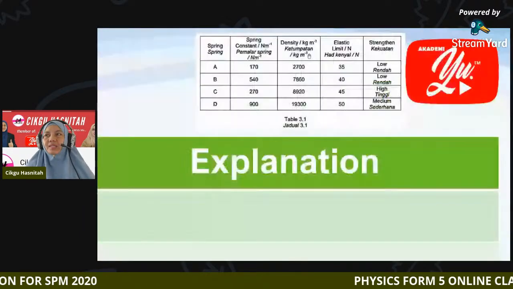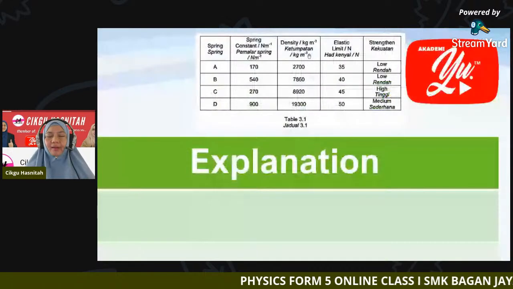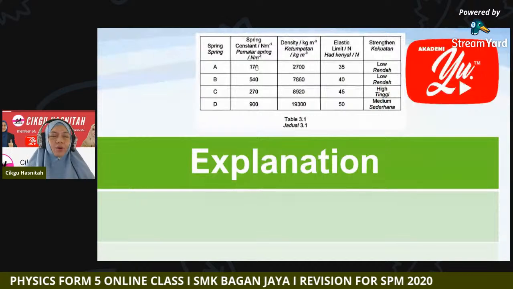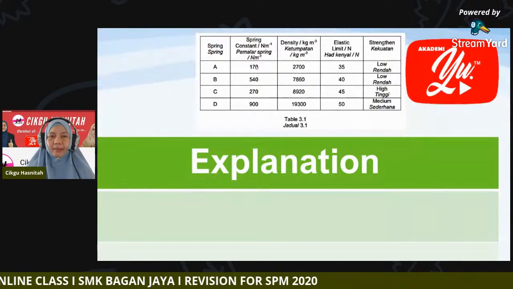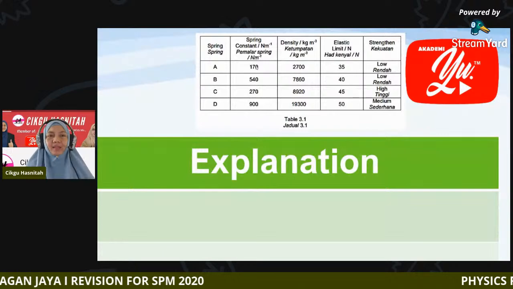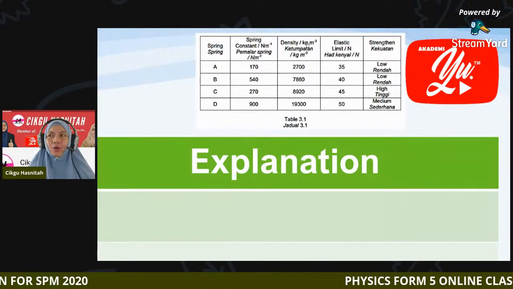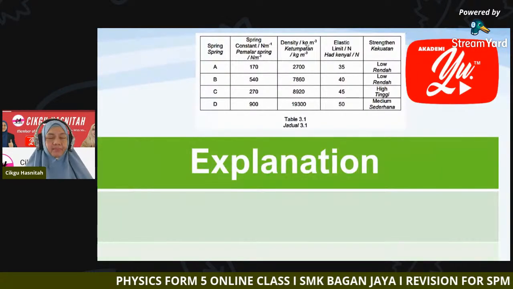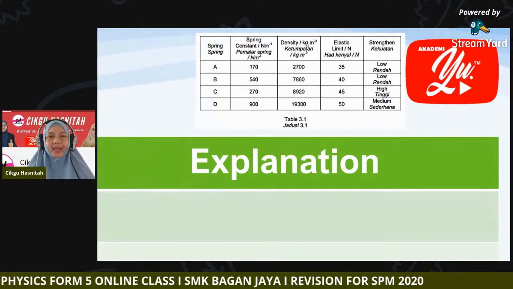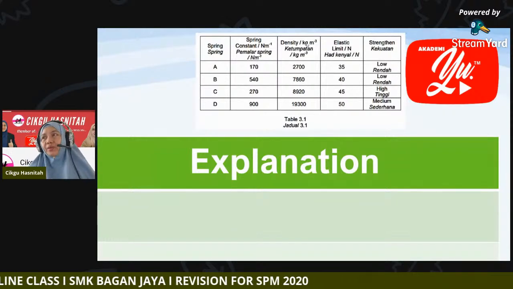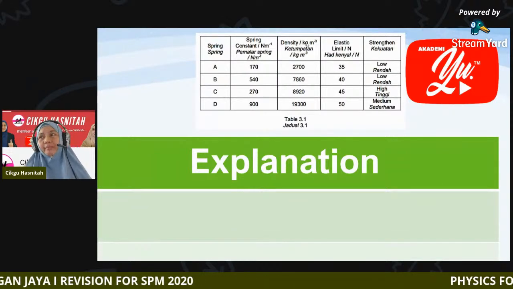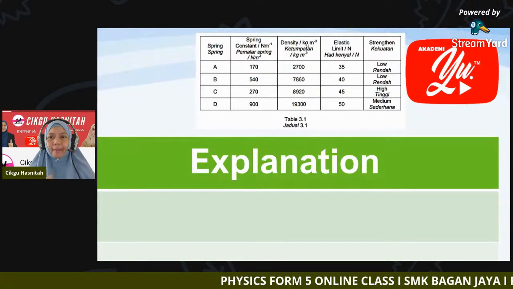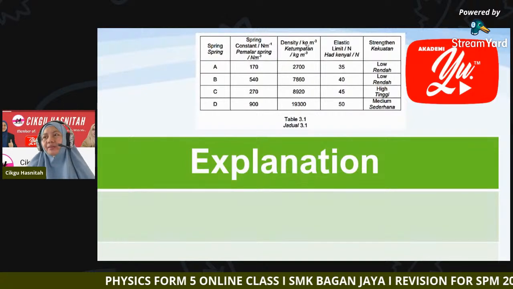Okay, so what to say about the spring constant? Which one is the better choice, low spring constant or high spring constant? How about the density? Low density or high density spring? Which one is a better choice? Elastic limit, better to be high or better to be low? While the strength of the spring, better to be high or better to be low or enough to be medium? So which one did you say?